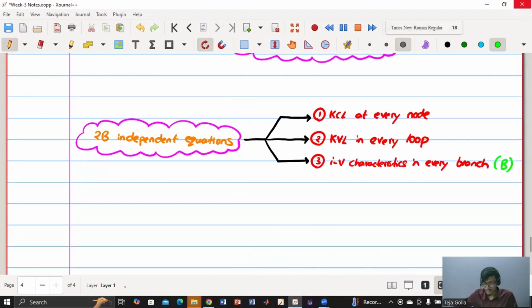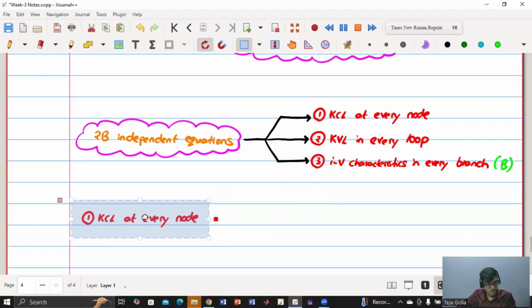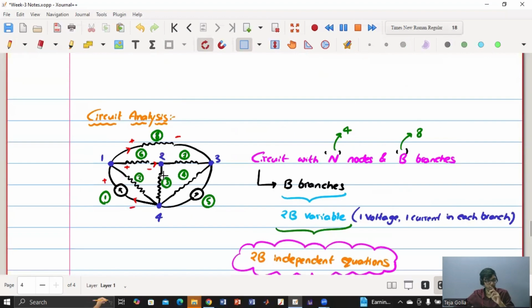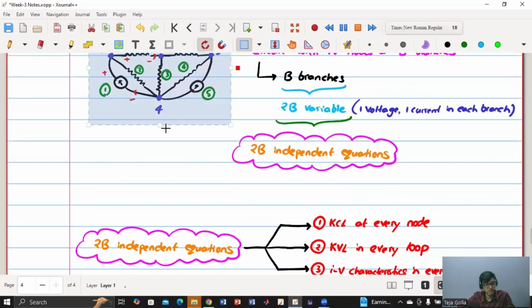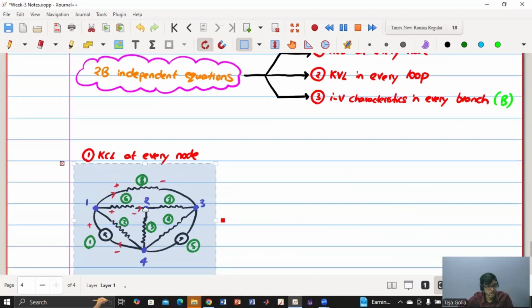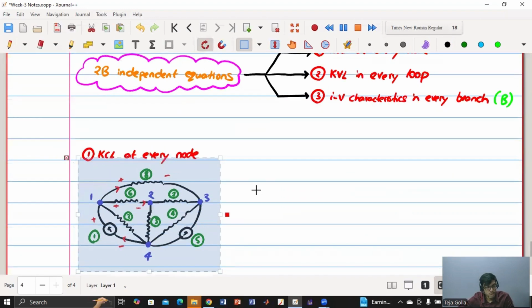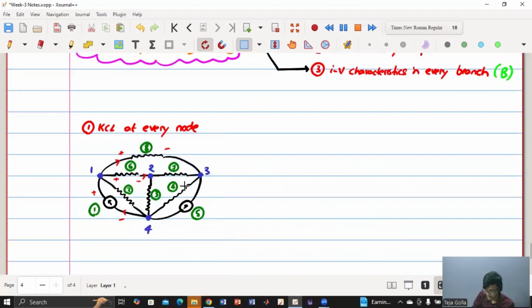Okay. So now first we'll go to the KCL at every node. If you apply KCL at every node, how many nodes do we have? We have four nodes, right? Let me just copy this. So you apply KCL here, KCL here, KCL here, and then KCL here.